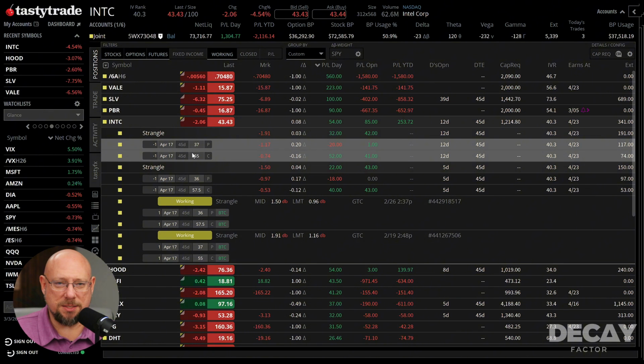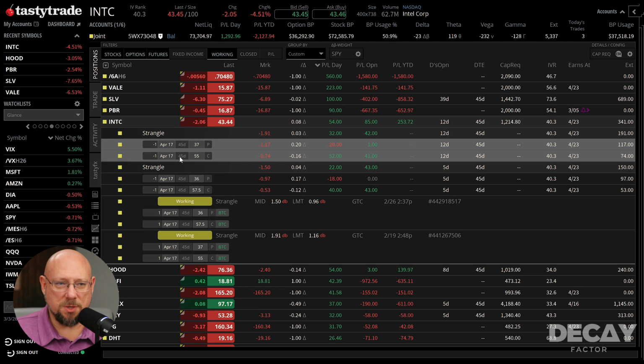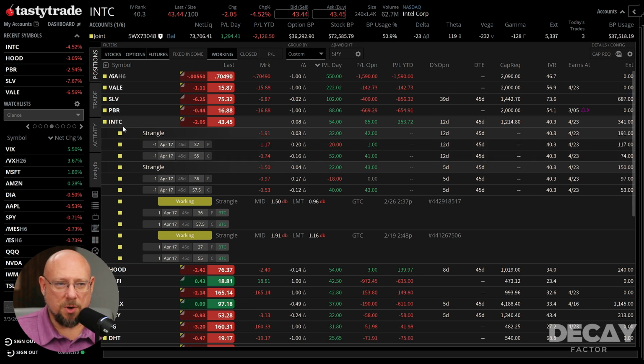And then INTC just bounced up here. It wants to be the star of the show. Let's see where we're at here. 43 total P&L and 42 total P&L on this one. Both of these are working out well for us with a combined delta of 0.08, nearly flat, together 0.03, 0.04. So yeah, looking really good there.